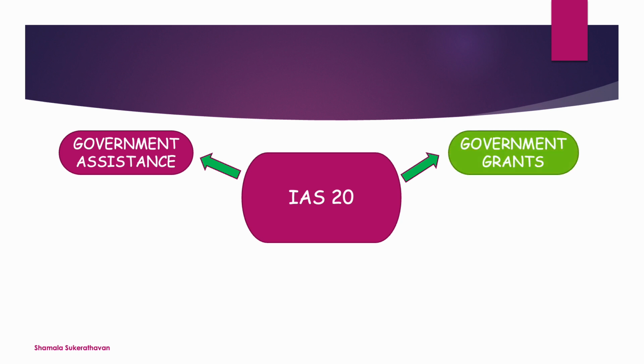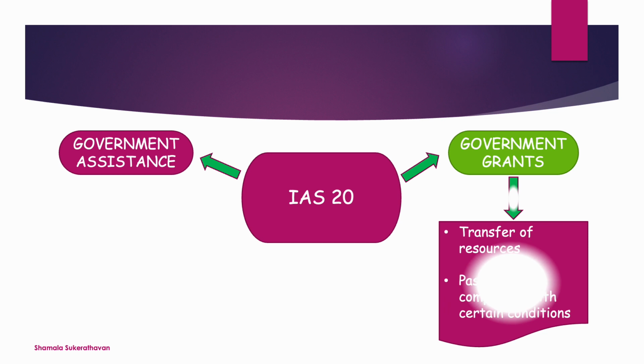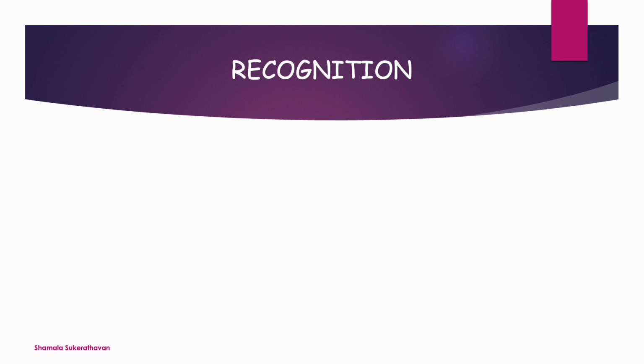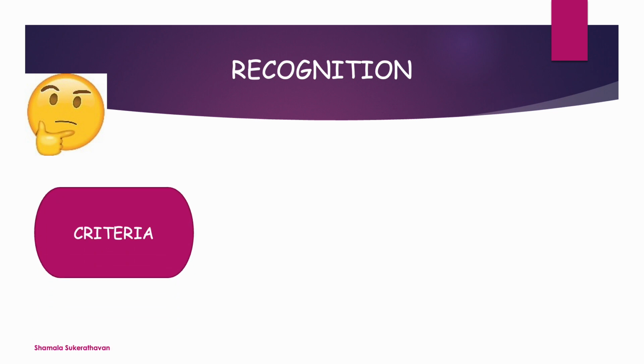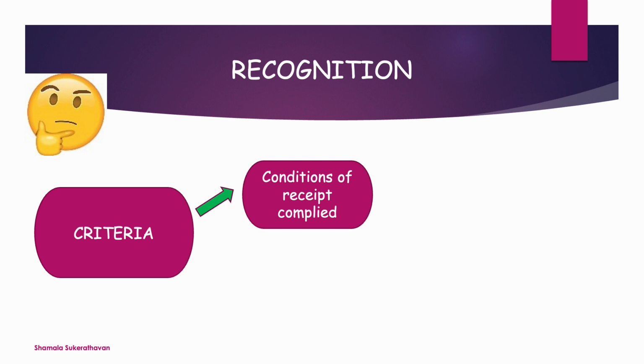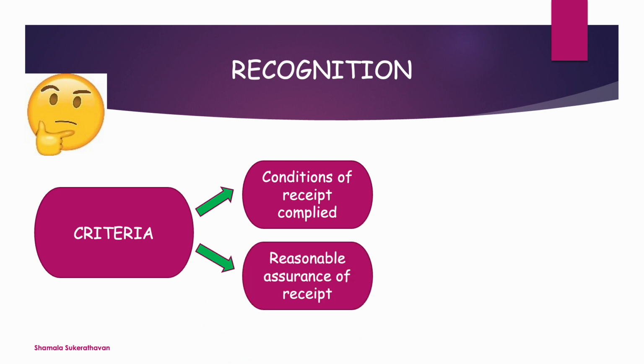Government grants or government assistance are in the form of transfer of resources to an entity in return for past or future compliance with certain conditions. So, when should a government grant be recognized? IAS 20 stipulates the government grant should only be recognized when the conditions for receipt have been complied with and there's reasonable assurance that the grant will be received.